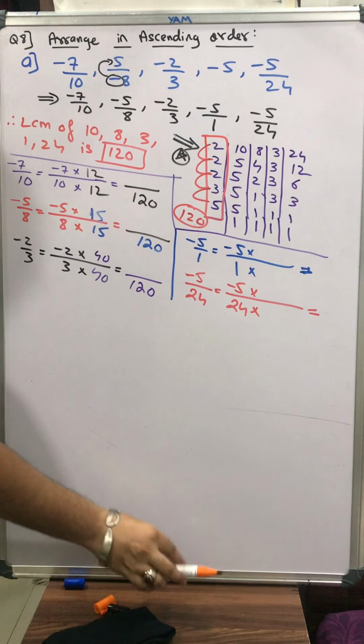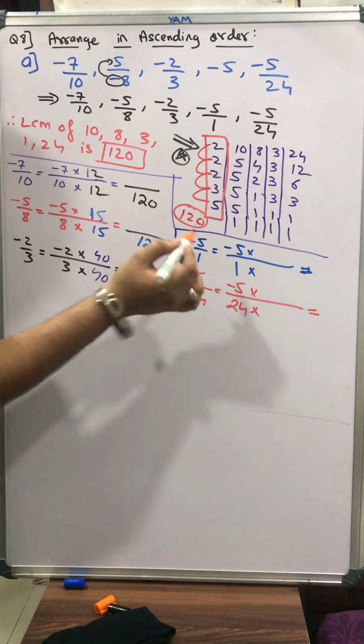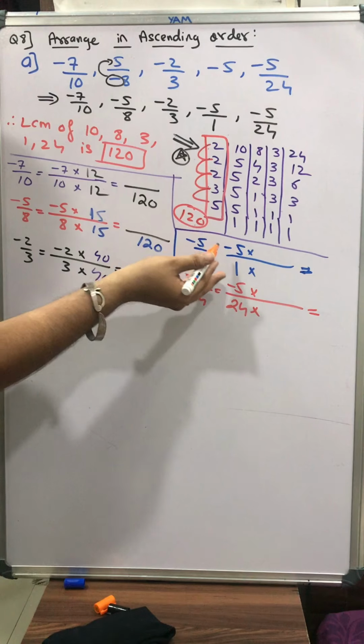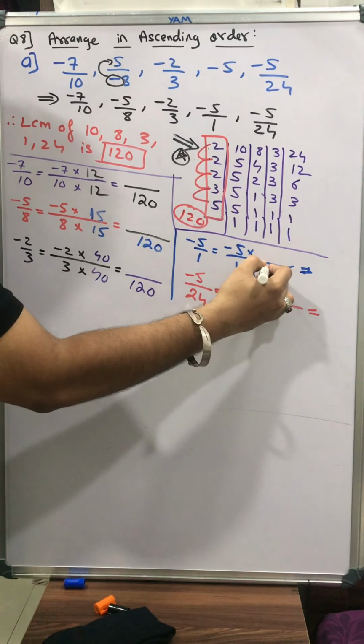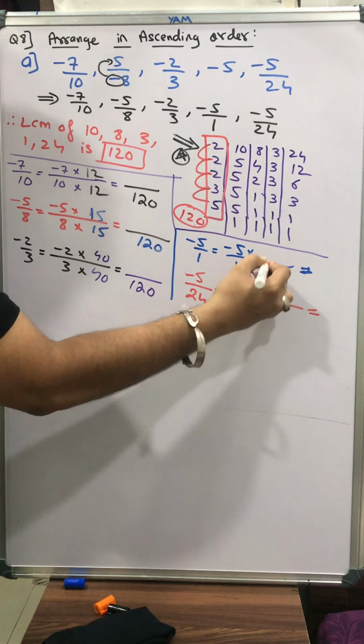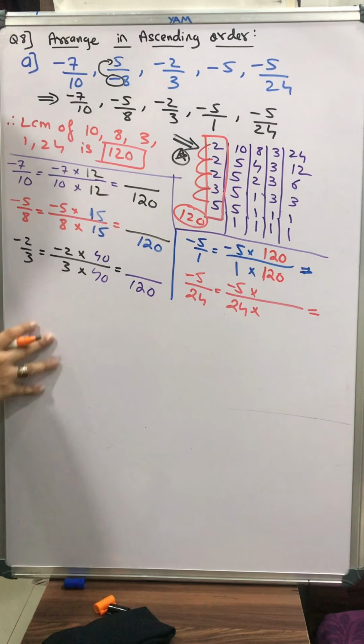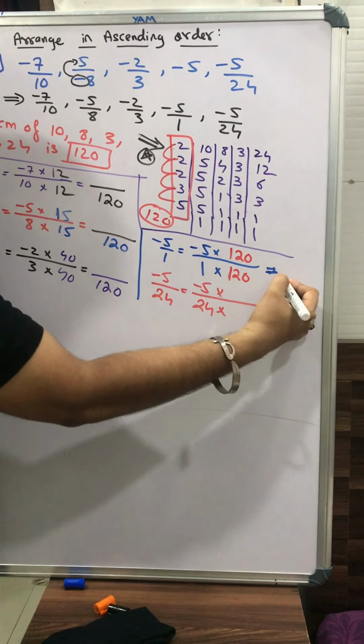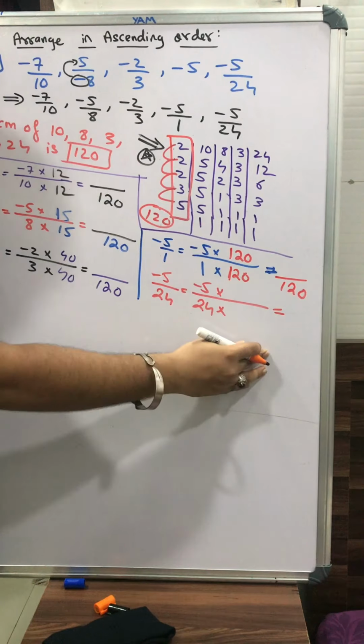Next students, what to do? I have only one here. Pay attention, only one. I have to make 120, so I have to multiply throughout with 120. Then only will I get 120 in the denominator.